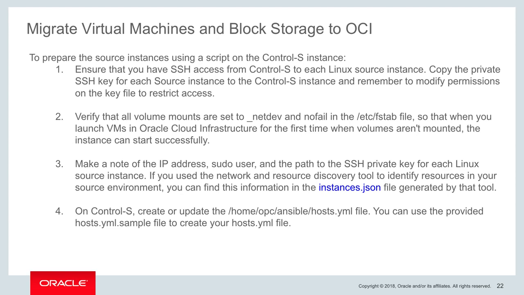On the Control S server, create or update the /home/opc/ansible/host.yaml file. You can use the provided host.yaml.sample to create your host.yaml file.